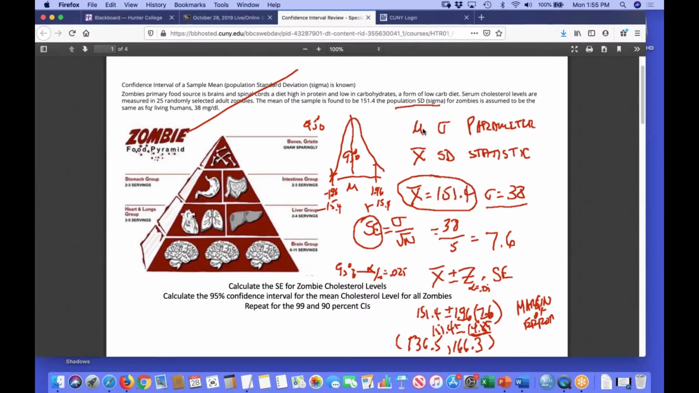Now, what does that tell us if I repeated this process 20 times? If I took 20 samples of size 25, 95% of the time I would capture the true population mean between the two numbers that I calculate to be my confidence interval. And 1 out of 20 times, it's likely that the true population mean would be outside of my confidence interval. So if I did it 100 times, I'd probably capture the true population mean 95 out of 100 times and miss it 5 out of 100 times.